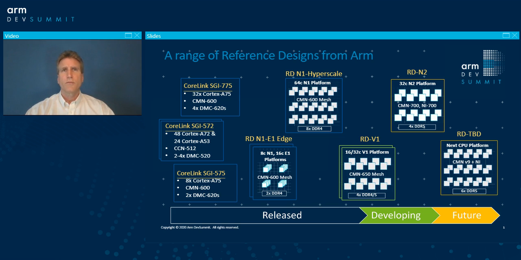Here is a range of some of the reference designs we've done in the past and we're currently working on, and some of what we plan in the future. The RDN1 hyperscale in the top center is very close to the architecture in the AWS Graviton 2, for example. And we just finished up a 16 and 32 core V1 reference design in the lower, and we're just now starting to produce results for a 32 core N2 reference design that includes the CMN 700 and NI 700 designs. And we have plans for even more in the future.